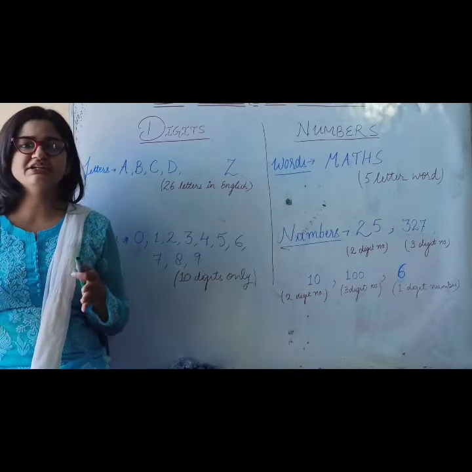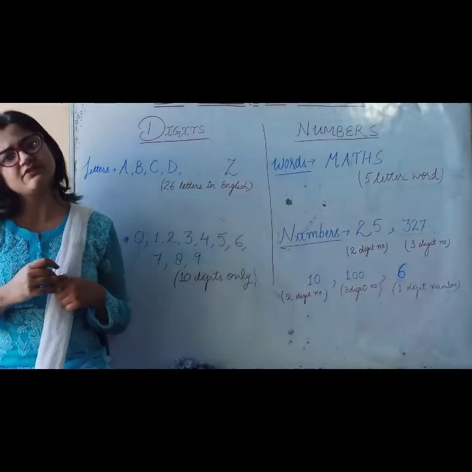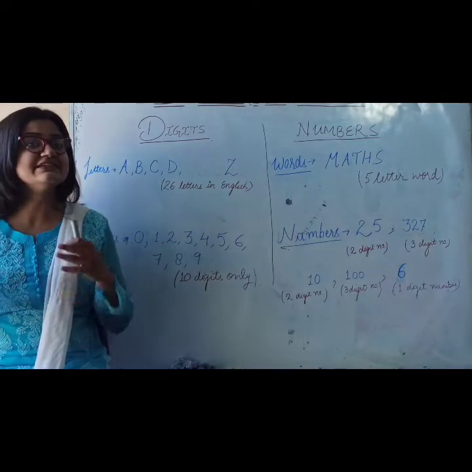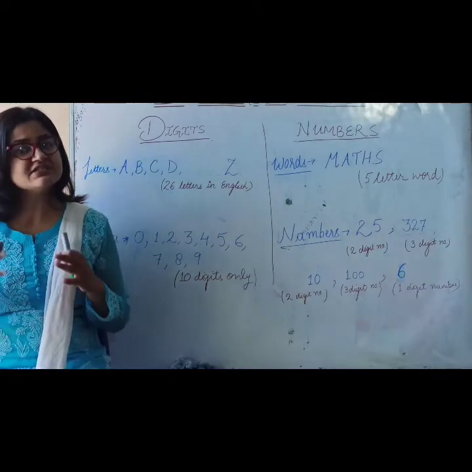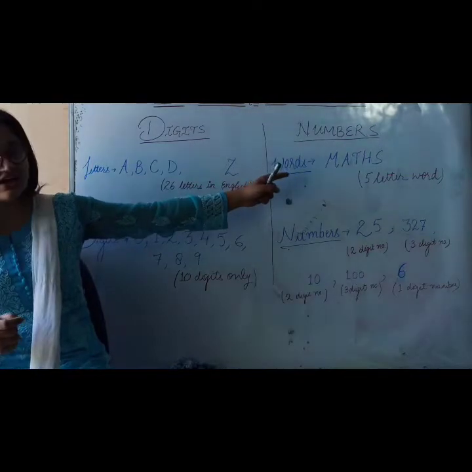Now we are going to start the first chapter of maths, that is numbers and numeration. So let's start with the difference between digits and numbers. If I ask you what is the difference between digits and numbers, you are going to say they are the same. No, digits and numbers are not the same. They are entirely different. They have the same difference as letters and words have in English.